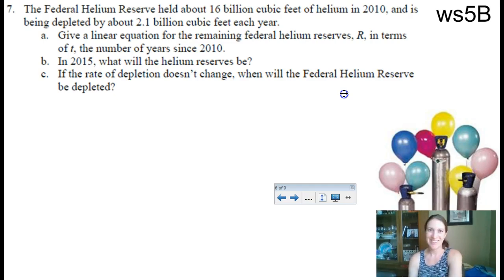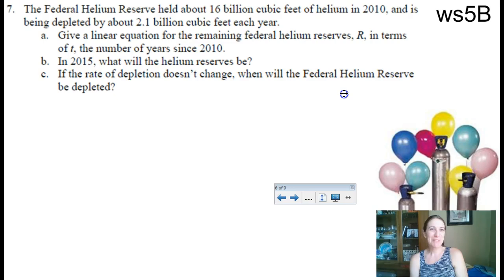Okay, this next one is a good one. So, Federal Helium Reserve. Yeah, I don't know if that's a thing. Held 16 billion cubic feet of helium in 2010, and it's going to be depleted by 2.1 billion cubic feet per year. I'm sorry, I'm laughing. If this is a real thing, I apologize.